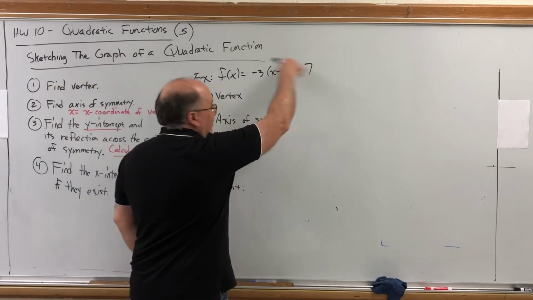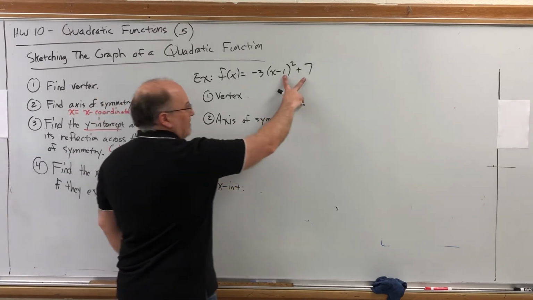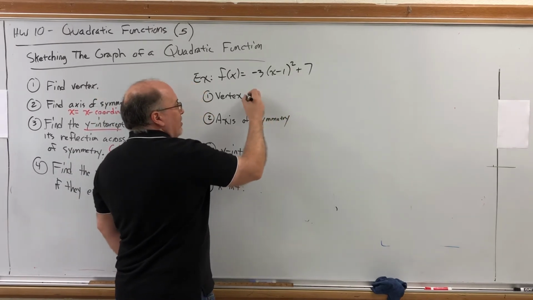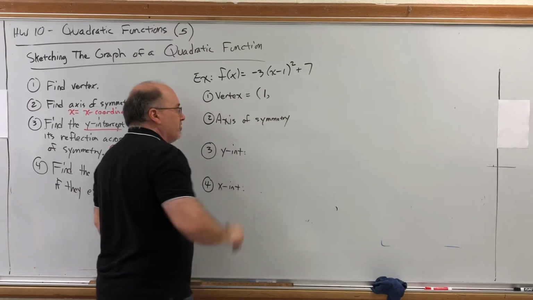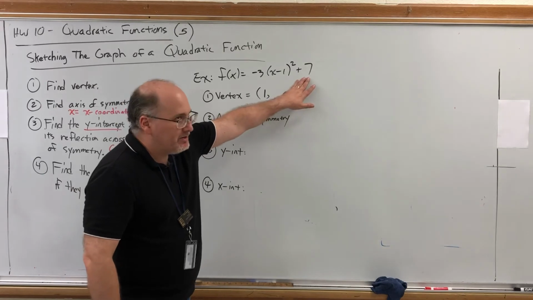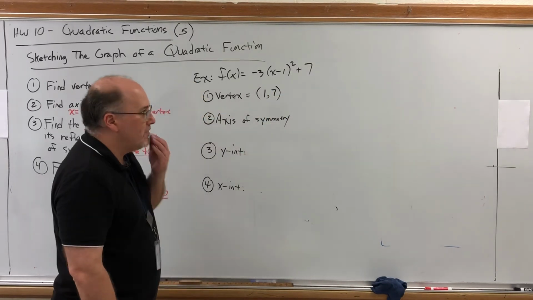Recall that if you are in standard form, vertex form, the vertex is embedded in the function. The number after the x, change its sign, that's the x-coordinate of your vertex. The number at the end, keep its sign, that's the y-coordinate, so the vertex is 1, 7.